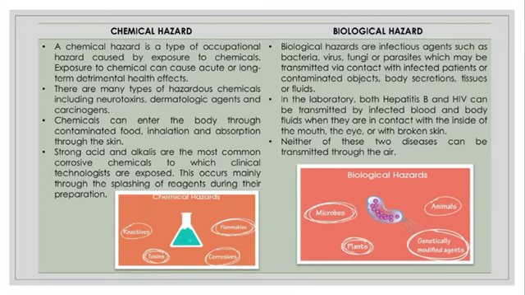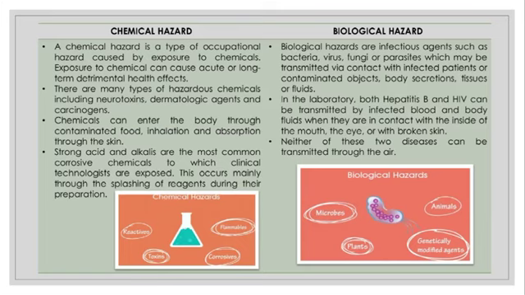First is chemical hazard. Chemical hazard is a type of occupational hazard caused by exposure to chemicals. Exposure to chemicals can cause acute or long-term detrimental health effects. There are many types of hazardous chemicals, including neurotoxins, dermatologic agents, and carcinogens. Chemicals can enter the body through contaminated food, inhalation, and absorption through the skin.